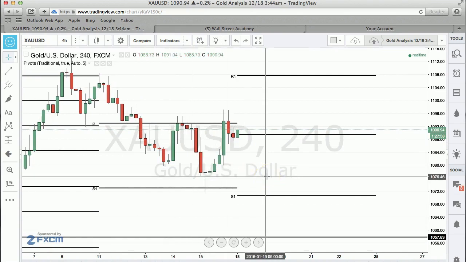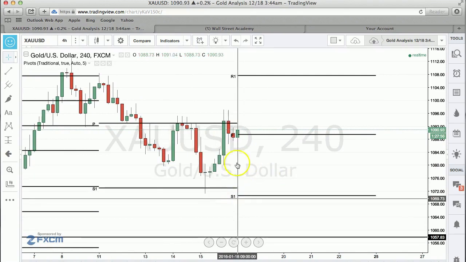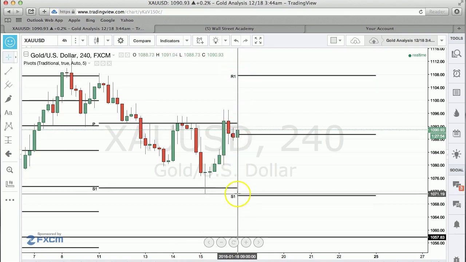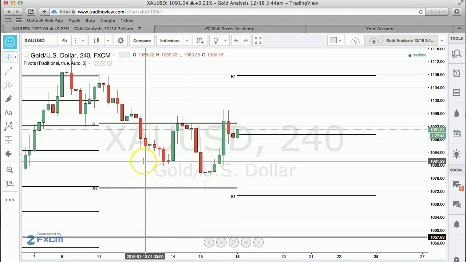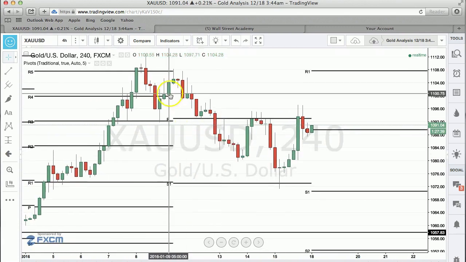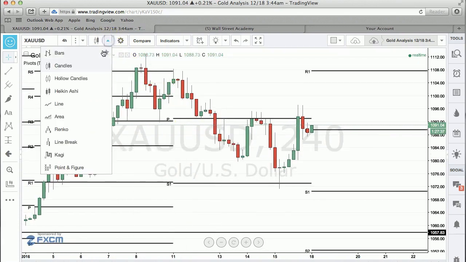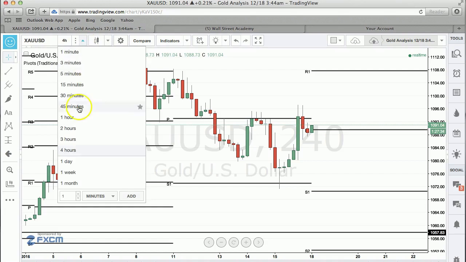Now, one thing to note is that where you see S1 and R1, that's the strongest level of support and resistance. That's where you're extremely likely to see a reversal. And to give you an example, one actually happened last week off of support level 1 on a 1-hour chart.